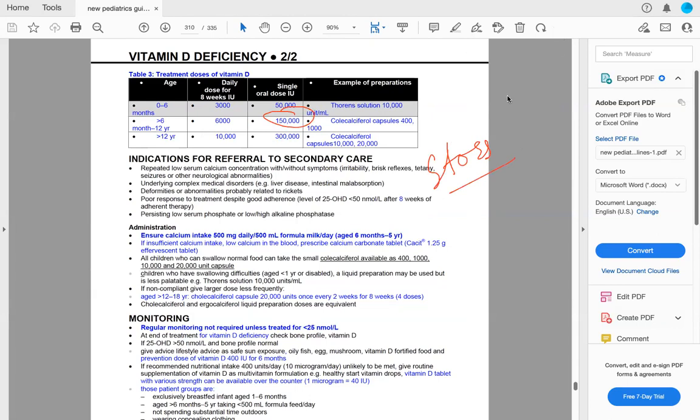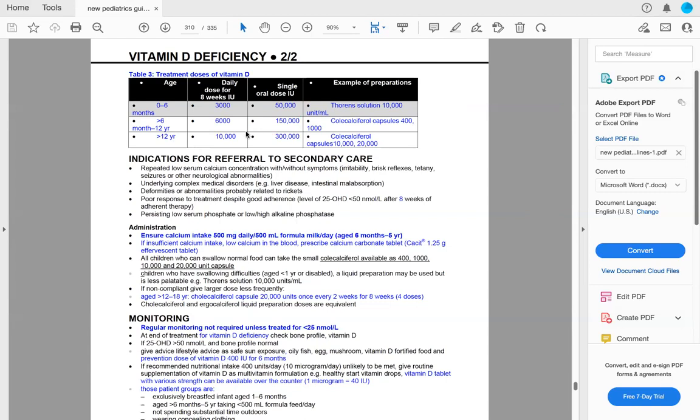We give it because daily they will not take it, so we give an oral single dose. Sometimes we give it intramuscularly if the child has anorexia. Is this single dose once a week or what? No, once only. But after 2 months, you have to check again.